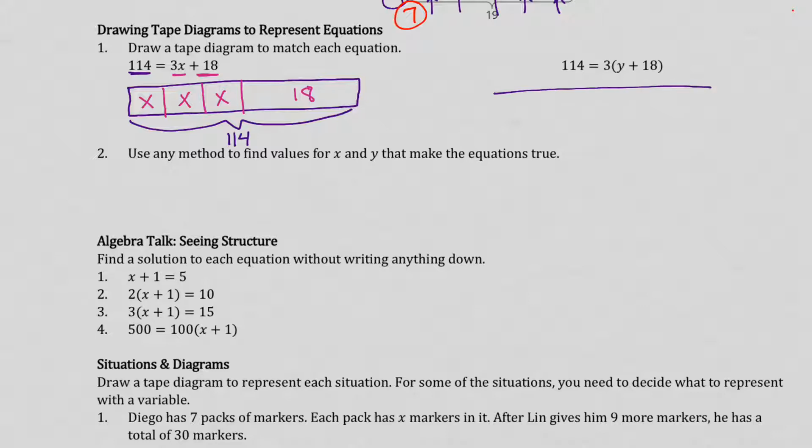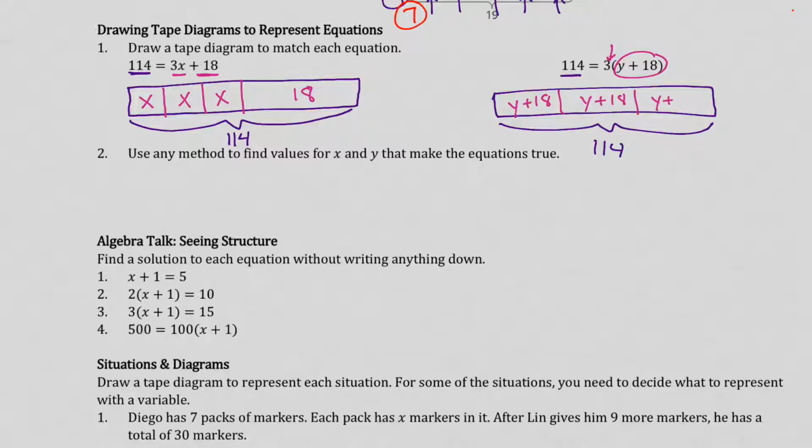So the next one, again, we have a long box, and it should equal 114. But then notice it has 3 times (y plus 18). So that means there should be 3 groups of y plus 18. So 3 boxes with y plus 18 in each box. Just like that. Okay, and then it says use any method to find the values for x and y that make the equations true. So you can either solve the equation, or you could do it a little more mental math way.